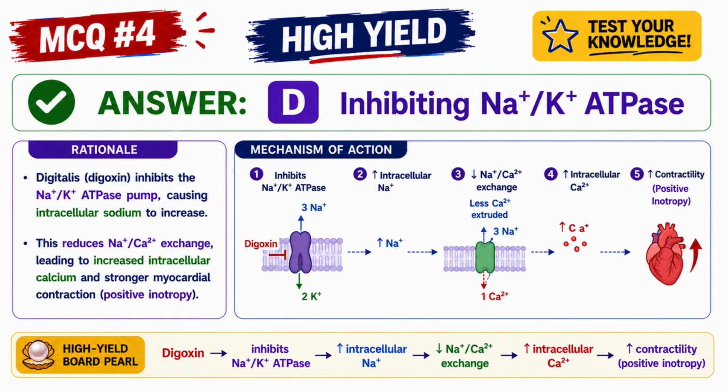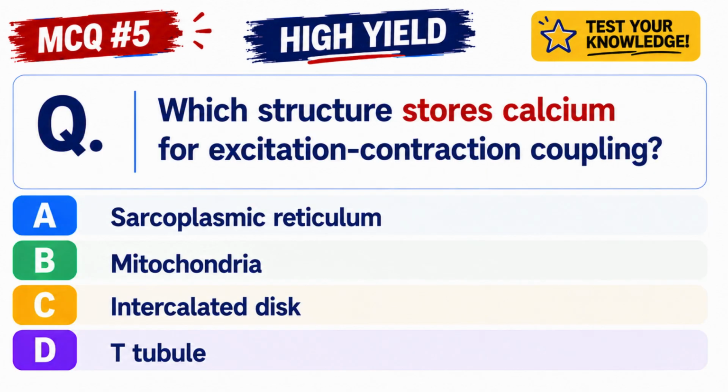Hypokalemia means less potassium competing with digoxin at the Na/K ATPase binding site. Digoxin effect is amplified. Toxicity risk increases. Check potassium before and during digoxin therapy. It is not optional. Question 5.